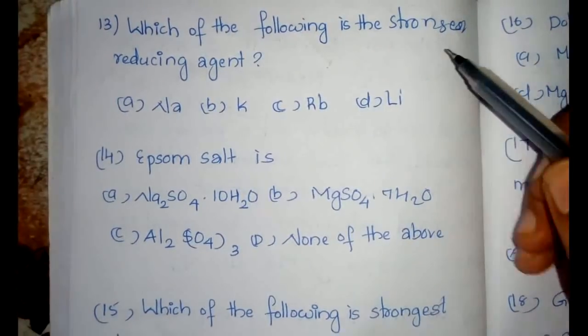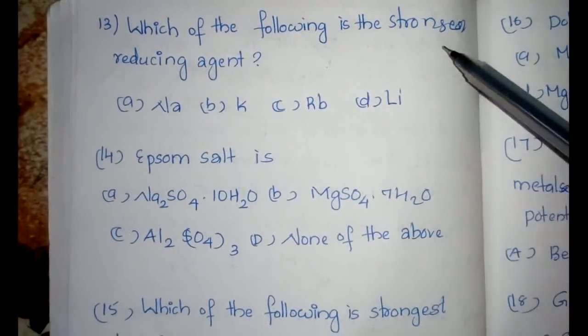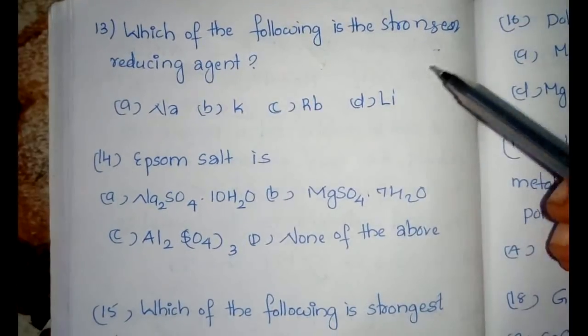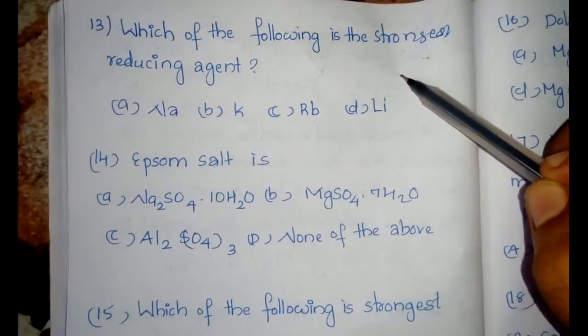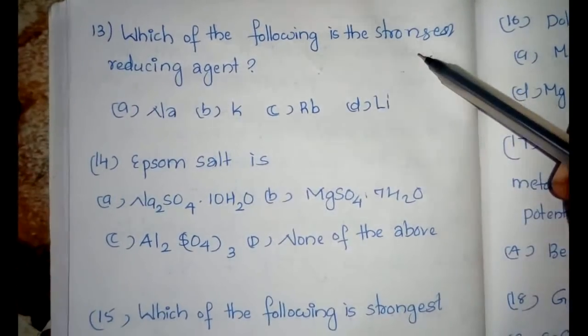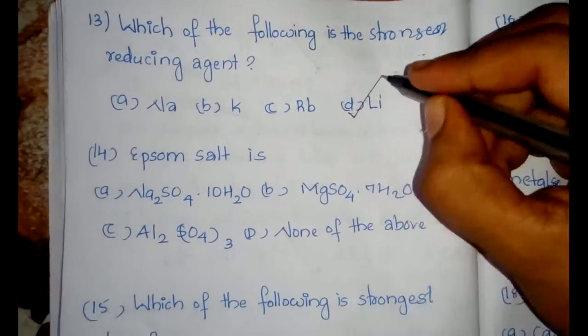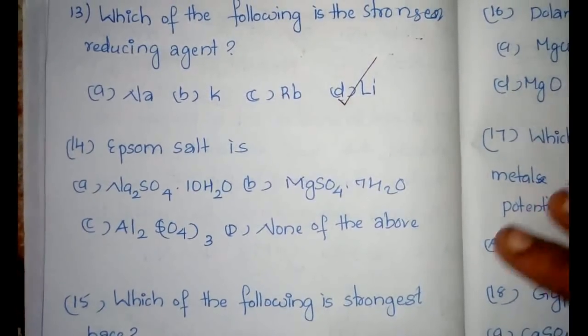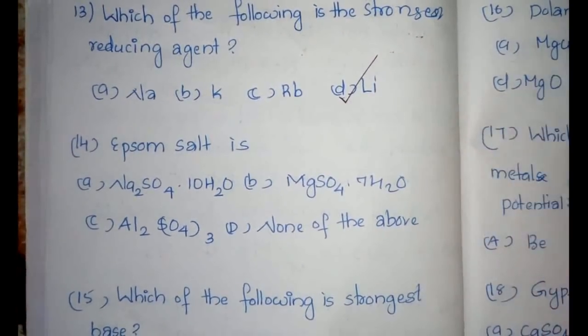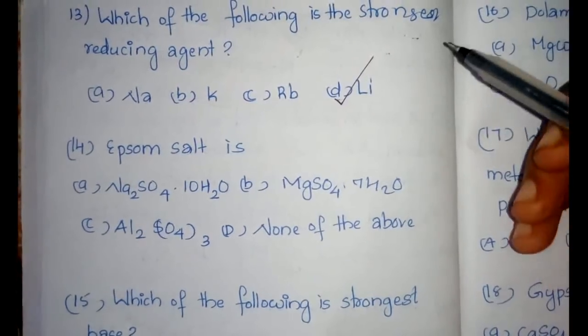There was a little mistake in the last video where I had to write the strongest reducing agent and instead I have written the question as poorest reducing agent. So I repeated the question in this video as well. Which of the following is the strongest reducing agent? And without any doubt it is lithium. This is because of the consideration of the reduction potential that the strongest reducing agent is lithium.